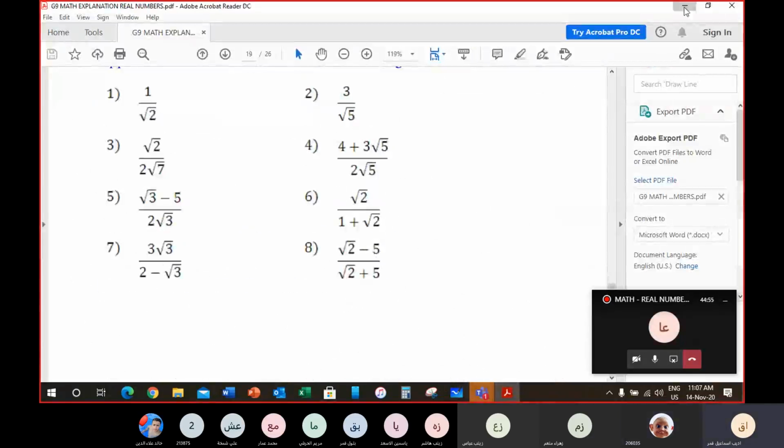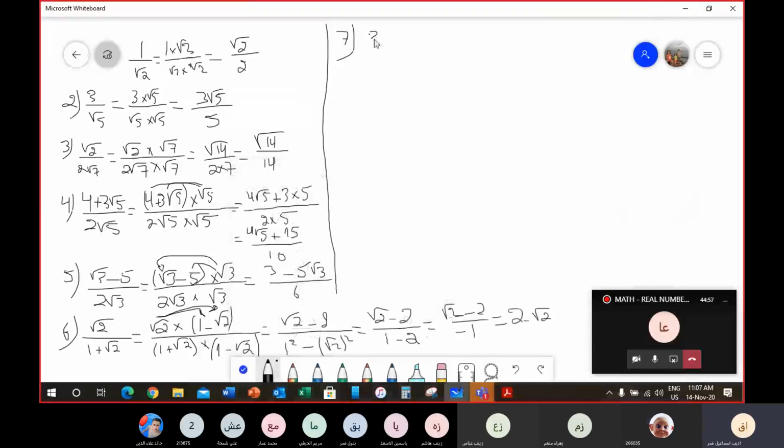3 radical 3 over 2 minus radical 3. Put it in parentheses. What do we multiply it by? By 2 minus radical 3? If you multiply by 2 minus radical 3, you get A minus B square, A square minus 2AB plus B square.